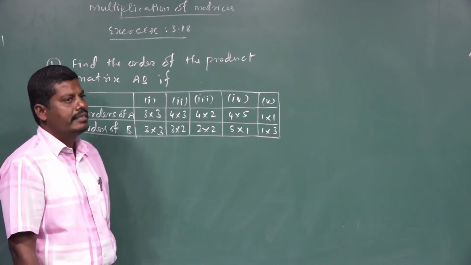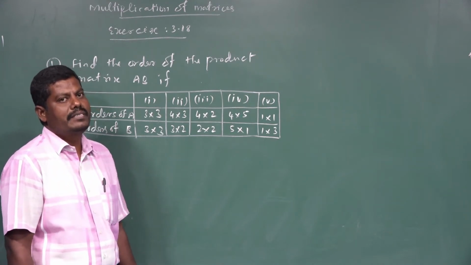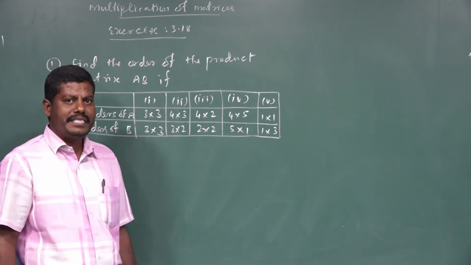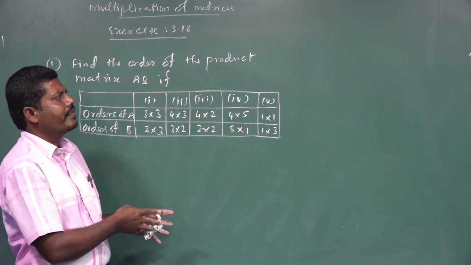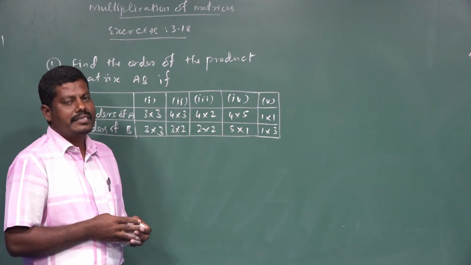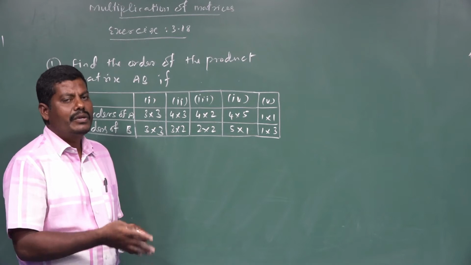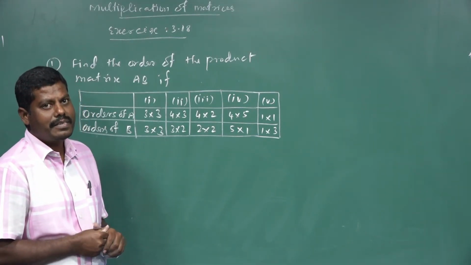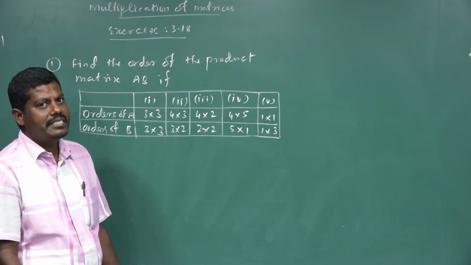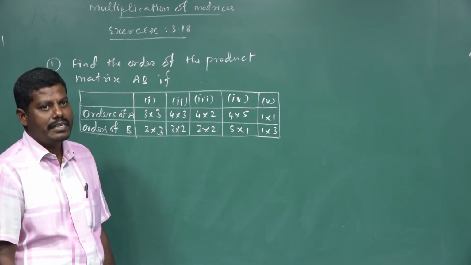For addition and subtraction of two matrices, the order of both the matrices must be the same. But in multiplication, the number of columns in the first matrix must be equal to the number of rows in the second matrix. Then only matrix multiplication is possible. Otherwise, matrix multiplication is not defined. That means not possible. Understand?